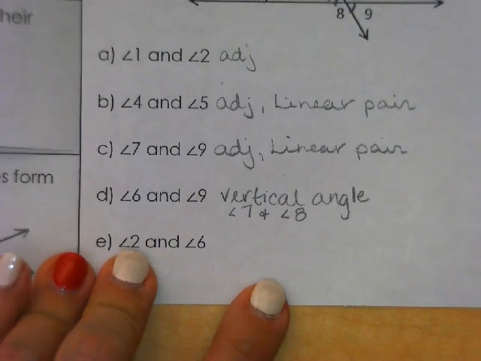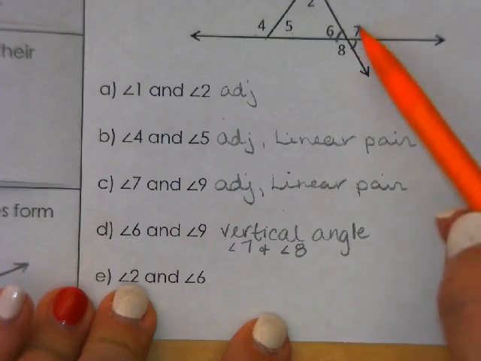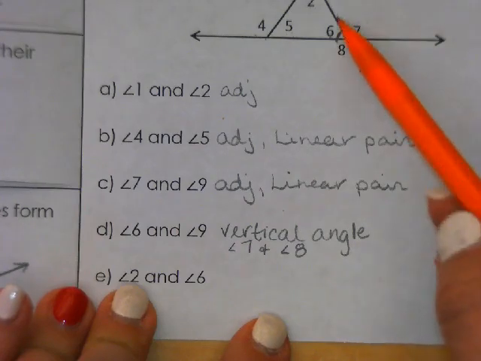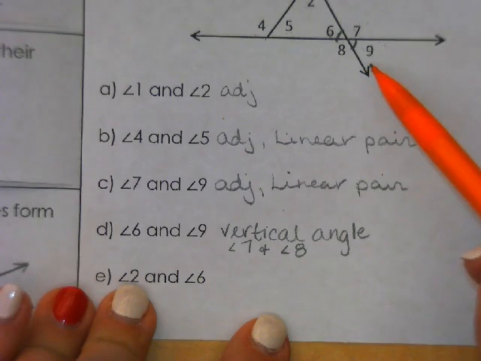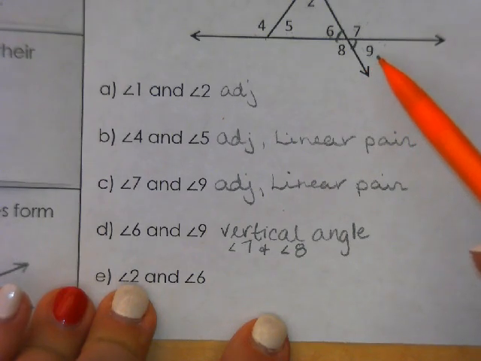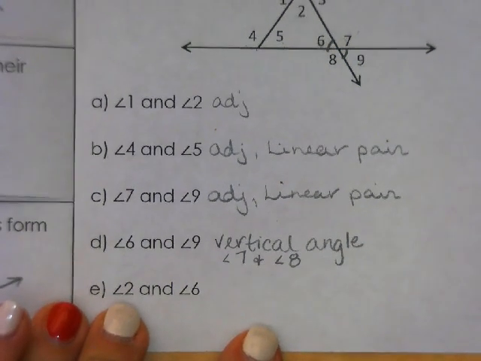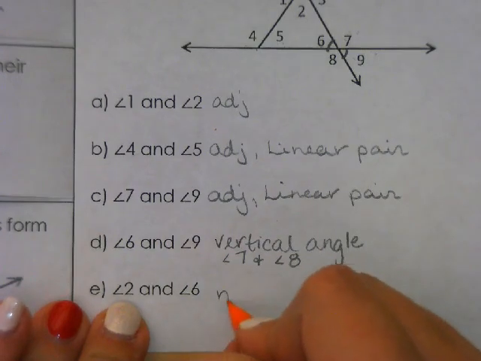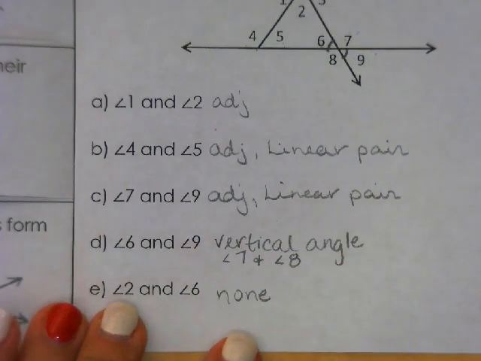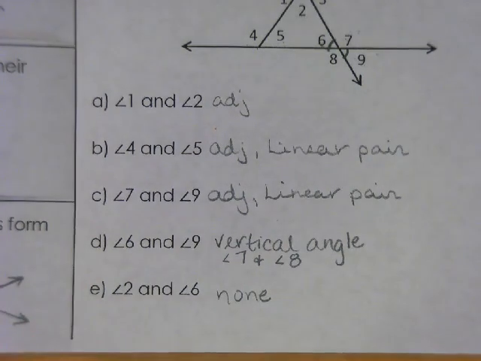All right, so we said 1 and 2 are adjacent. They were next to each other. 4 and 5 are adjacent and a linear pair. They're next to each other and they make a straight line. 180. 7 and 9 were adjacent. They were next to each other and a linear pair. Guys, typically if they're a linear pair, they're adjacent, just so you know. 6 and 9 are vertical angles. What about 2 and 6? Are 2 and 6 anything? No. This is not. Okay? So those are our notes. Do we have any questions about that?